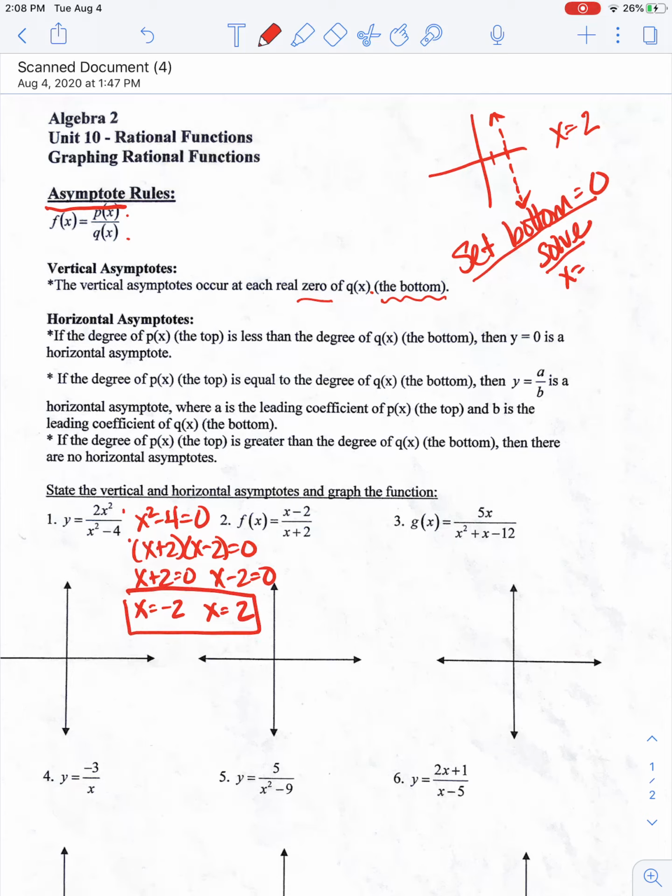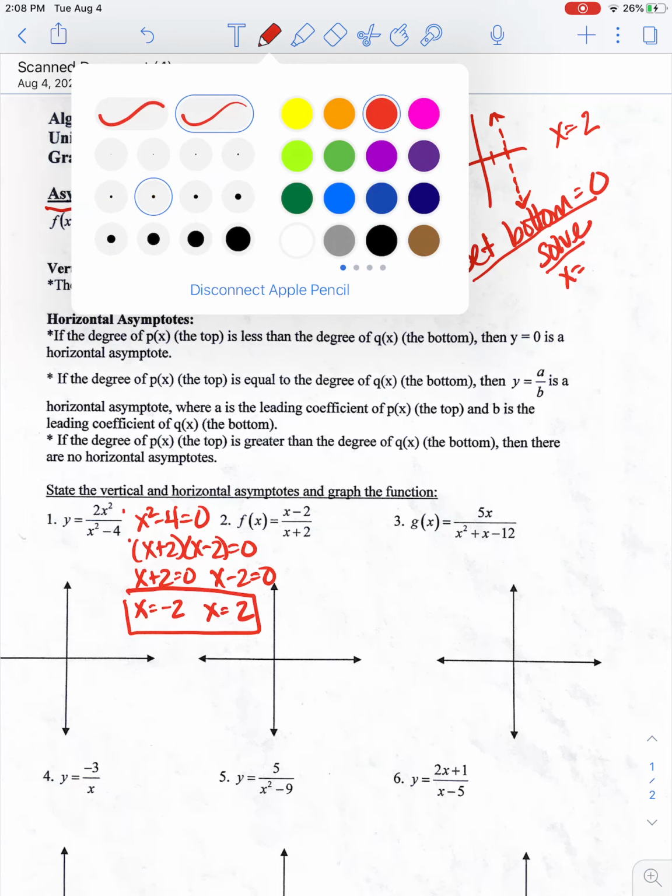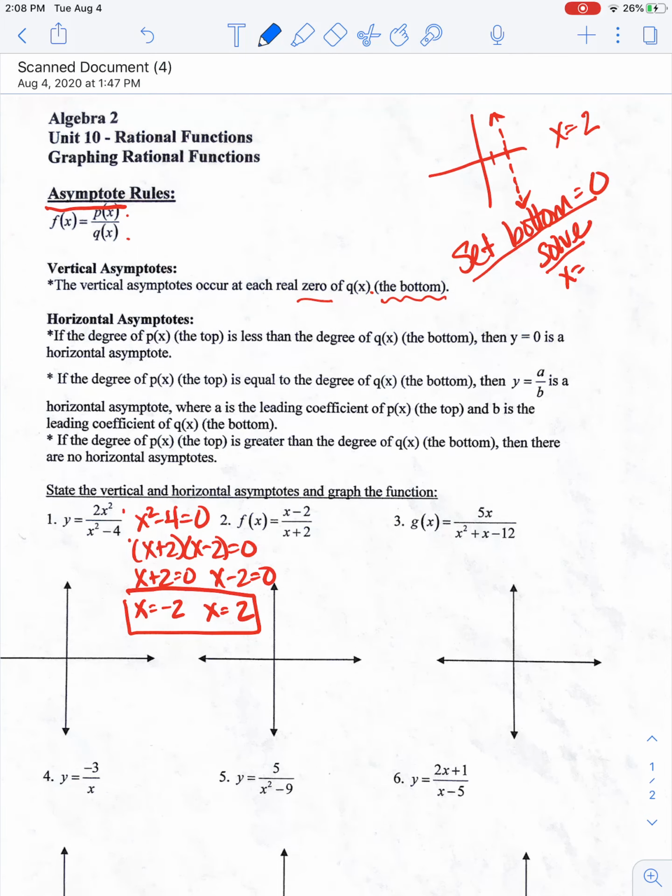So this x equals -2 and x equals +2 are my vertical asymptotes. So I'm not going to draw them as straight lines. I'm going to draw them as dotted lines because they are not my graph. They are where my graph can't go. They are kind of like fences.